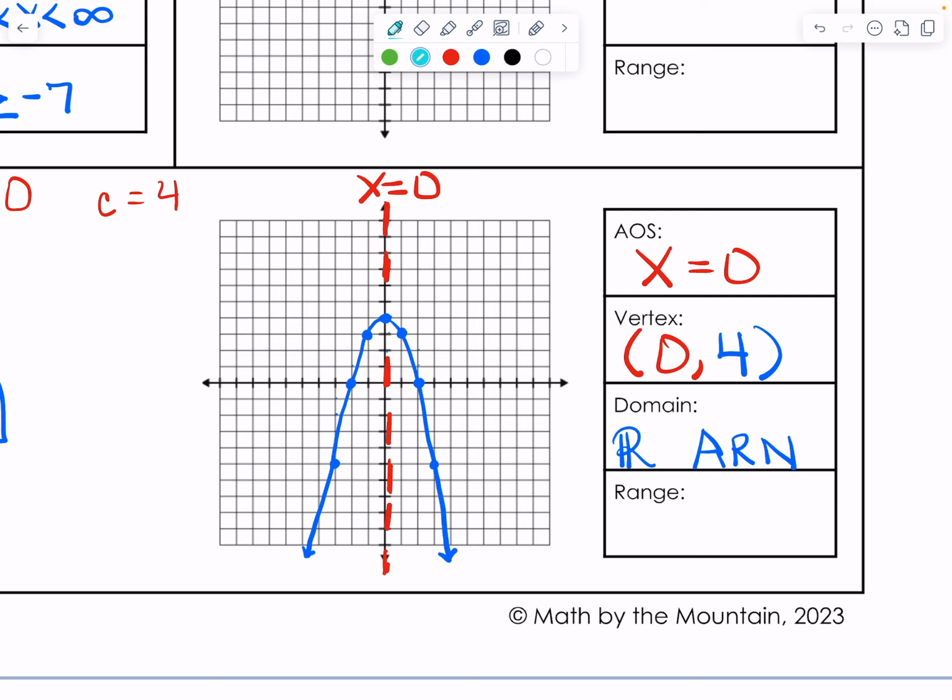For the range, we are talking about the y value. But we need to know what is the y value where the graph stops. So the graph stops where y is just here, and that y value is 4. So y is less than or equal to 4 because the graph is always below the vertex. It touches the vertex and is below the vertex.